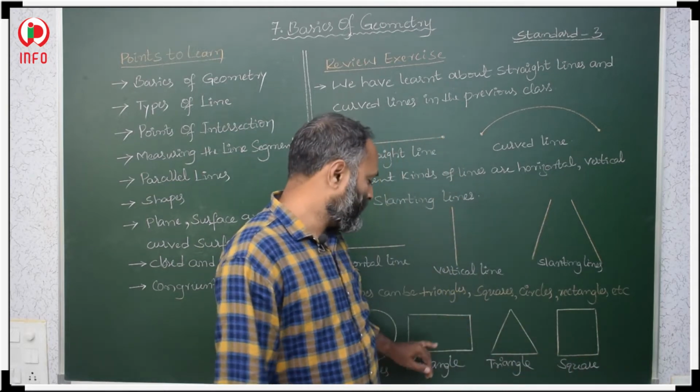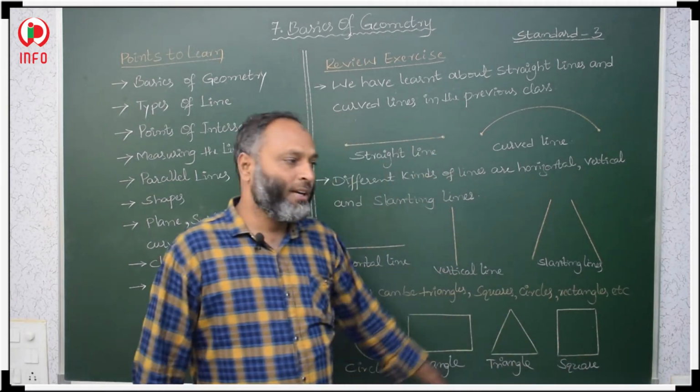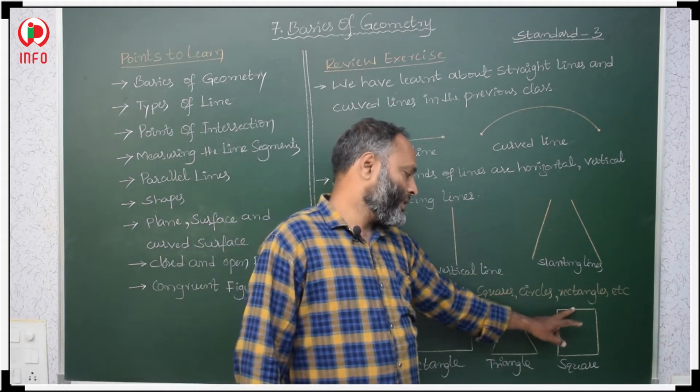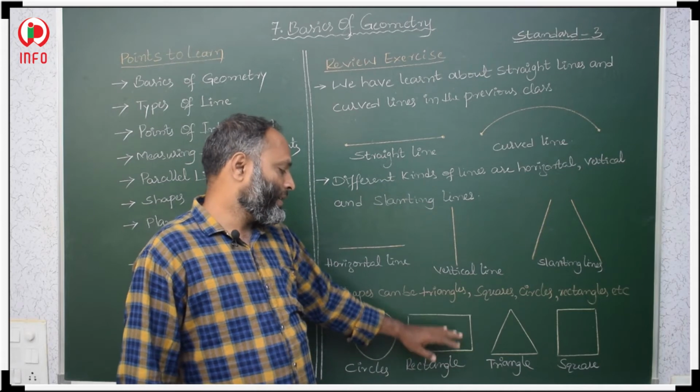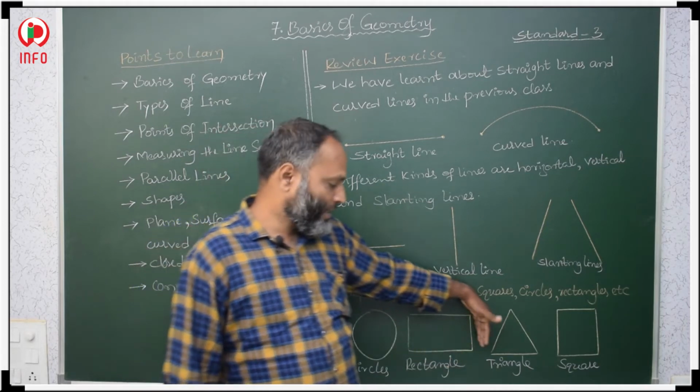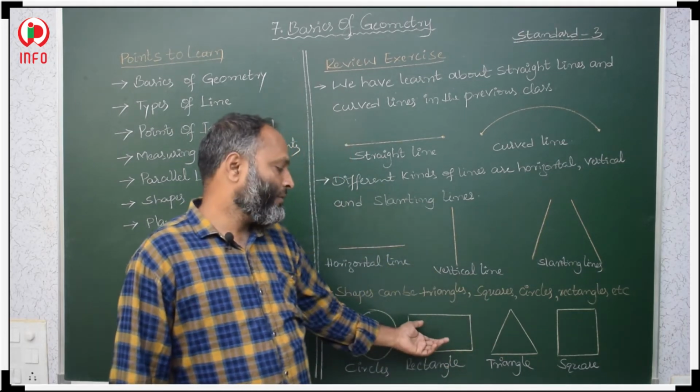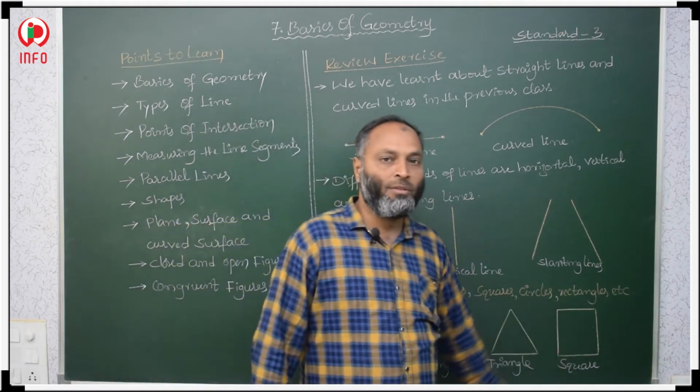So, what is the difference between a rectangle and a square? In a square, all four sides are equal: 1, 2, 3, 4. In a rectangle, this side is equal to this side, and this side is equal to this side. But a rectangle has four sides, and a square has four sides.